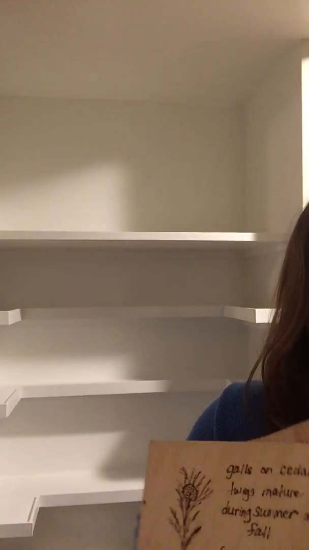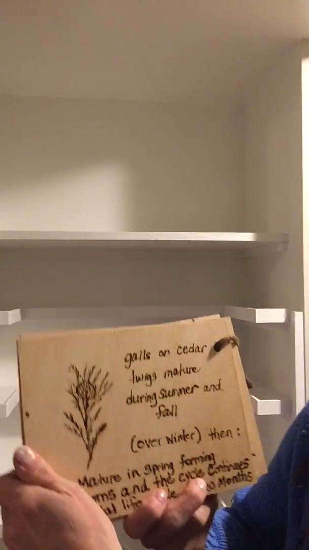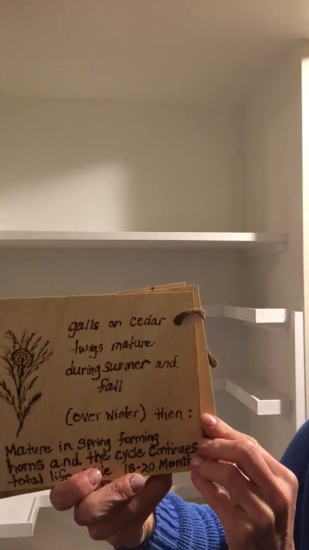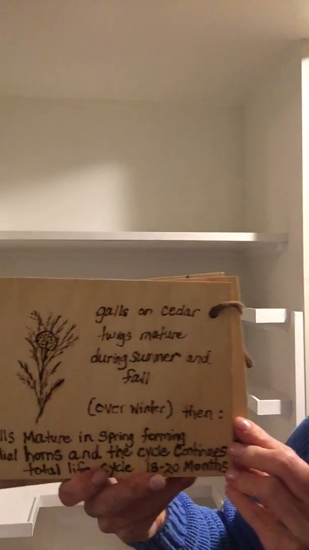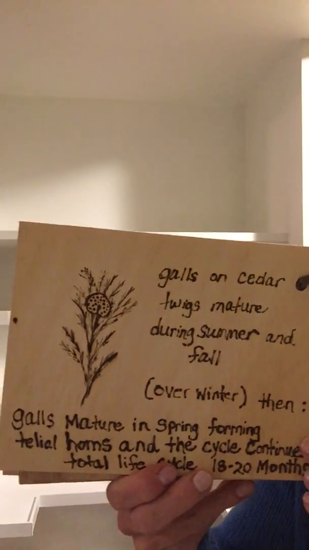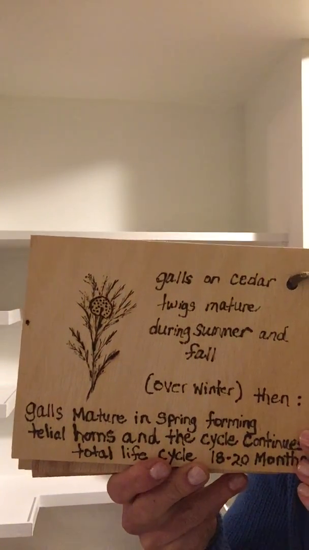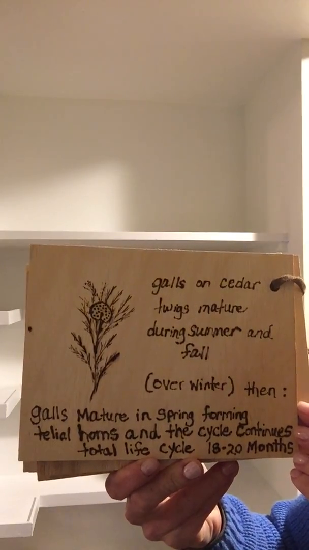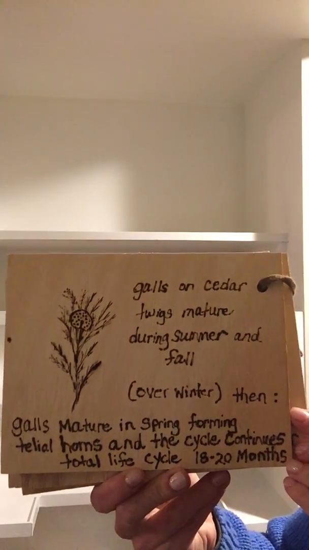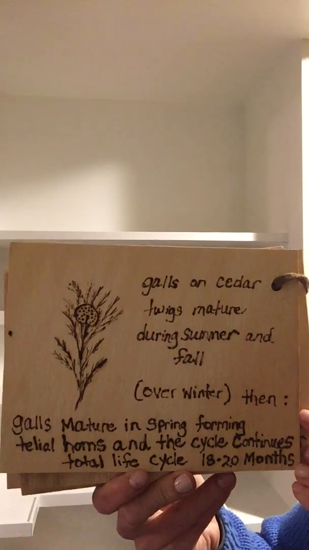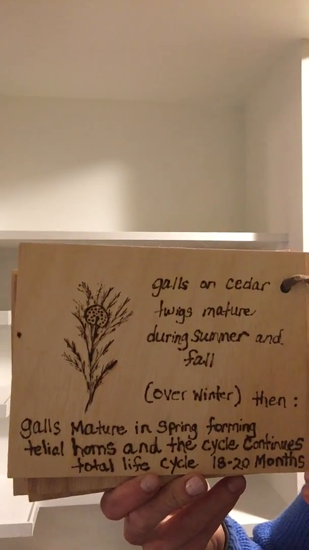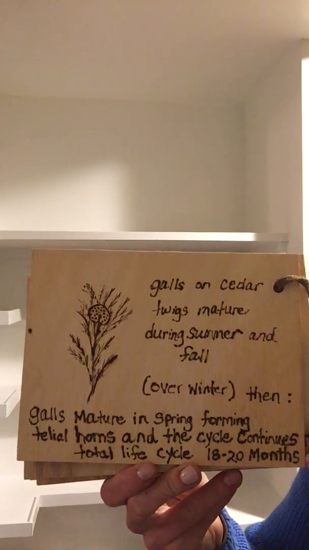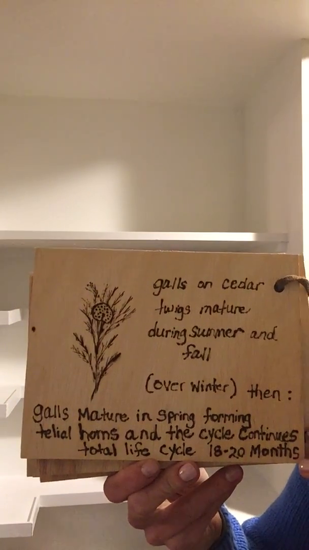And then galls on the cedar twigs mature during summer and fall. They overwinter, and then in the spring they mature even more, forming telial horns, and then the cycle continues again. And again, this takes anywhere from 18 to 20 months.